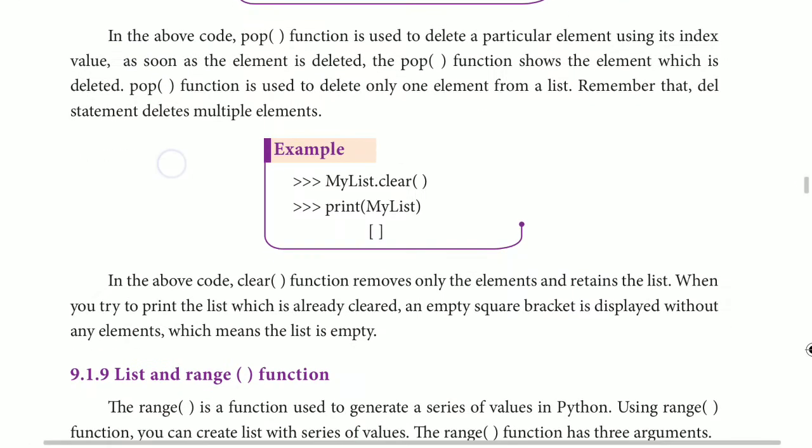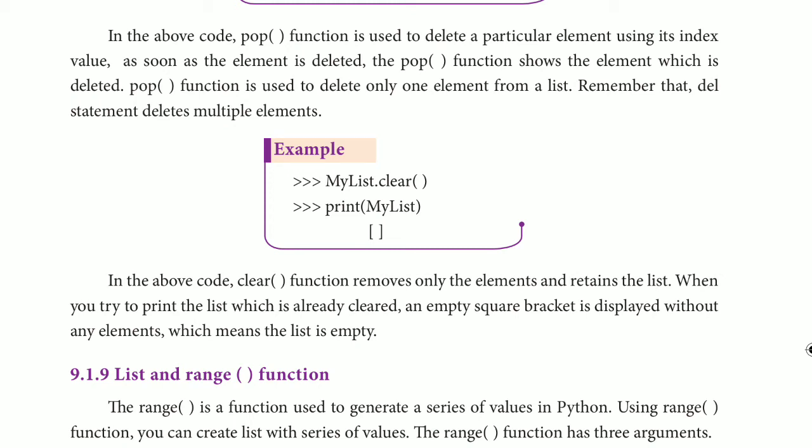So here you can see that there is an example for the clear function. My list dot clear, and here you can see that print my list. The list is there, the memory location which is allocated to my list is present there, but the content is not there. So this clear function only deletes the content of it. It does not delete the entire list, but it clears the content of it.